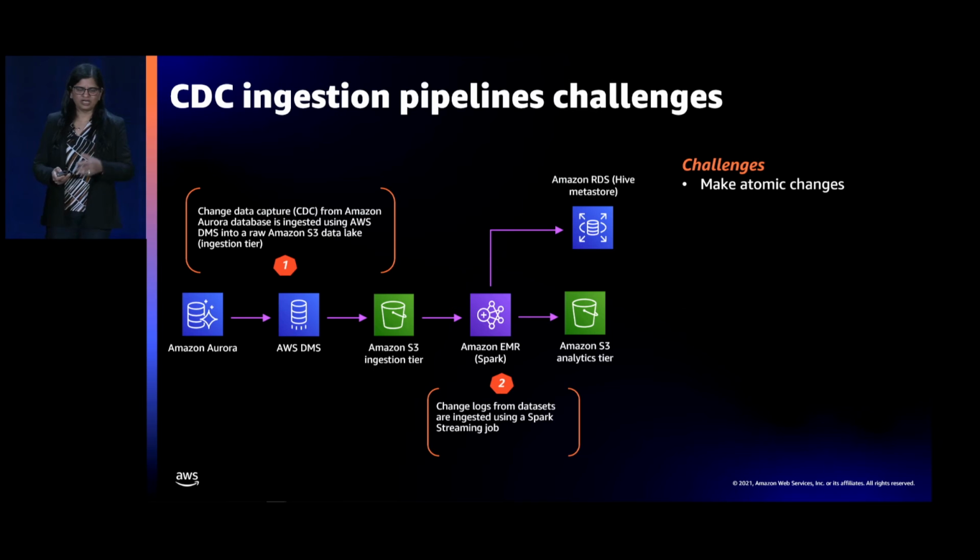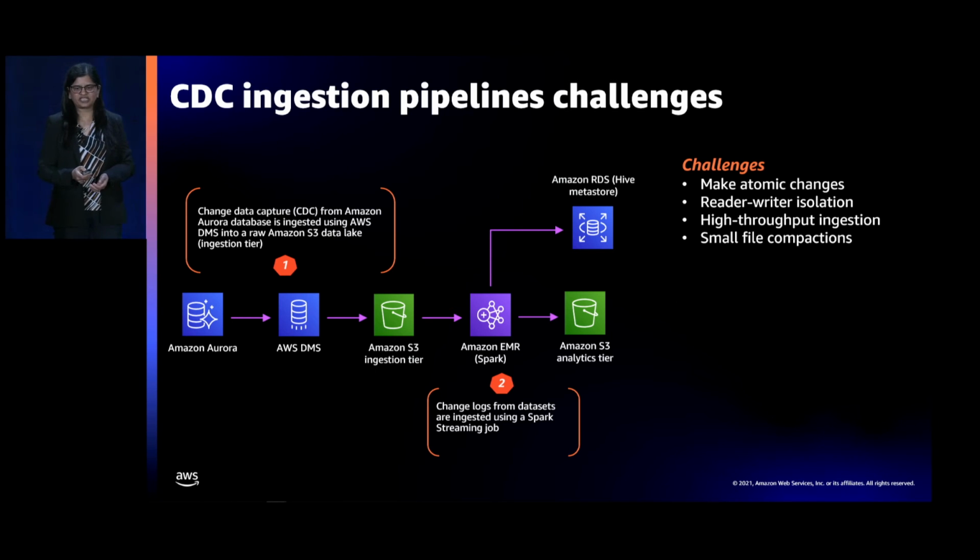They include, again, similar to the earlier case, you want your changes to be atomic, you want reader-writer isolation, you want high throughput ingestion, you want small file compaction, and most importantly, as this is a transactional data lake now, you want row-level upserts and deletes. You want clustering by secondary keys.